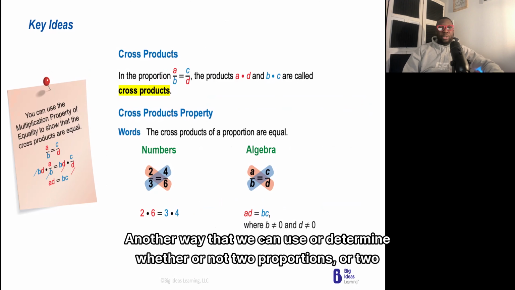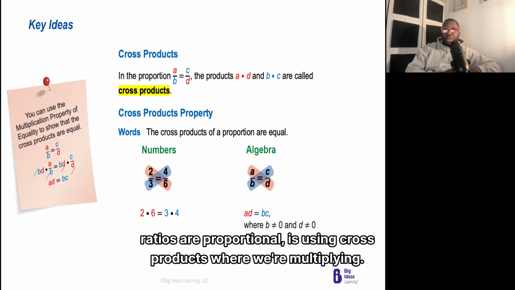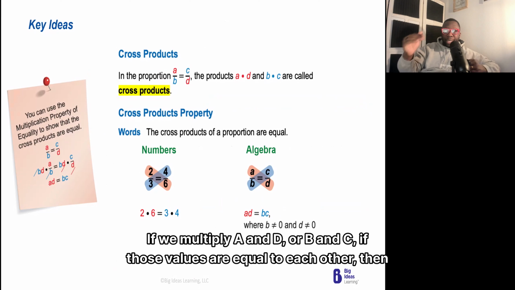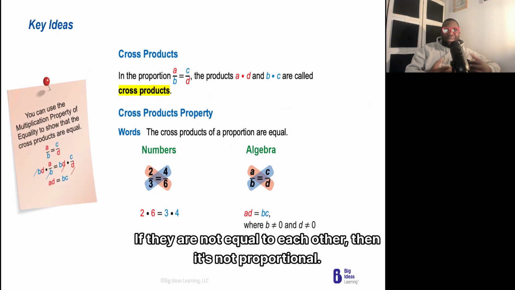Another way that we can determine whether or not two ratios are proportional is using cross products, where we're multiplying. As we take a look in this example of A over B, those are two values, and C over D. If we multiply A and D, or B and C, if those values are equal to each other, then it's proportional. If they are not equal to each other, then it's not proportional.